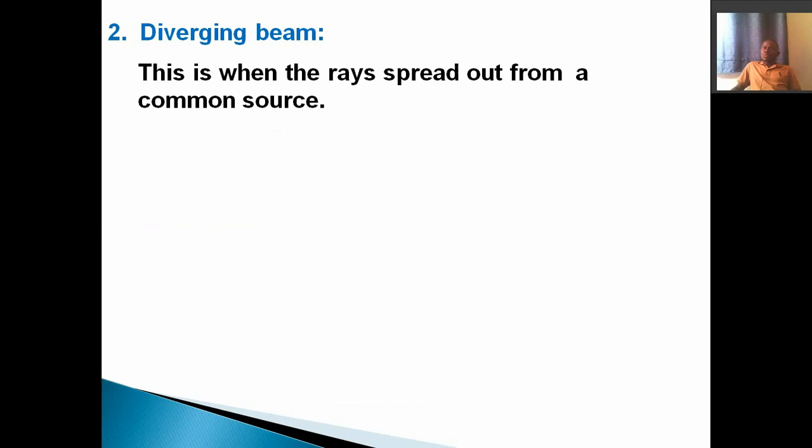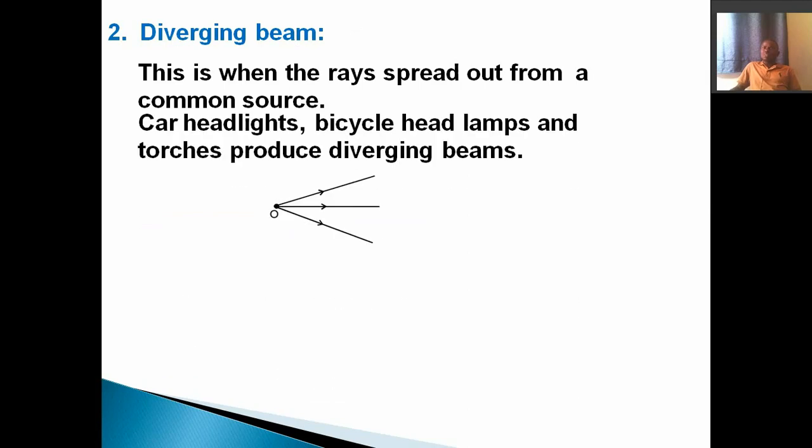This is when the rays spread out from a common source. Just like you can see in this diagram here, I have a diverging beam. I have a common source here where I'm pointing right now. This is the source of light.